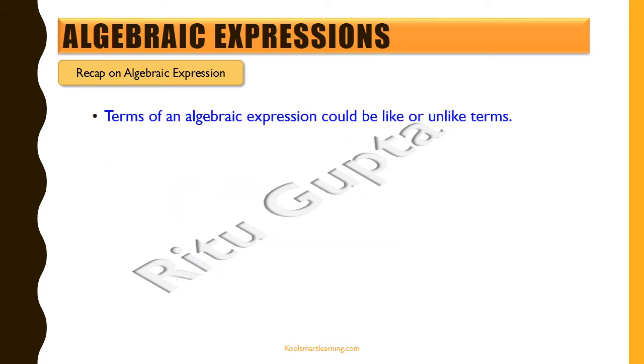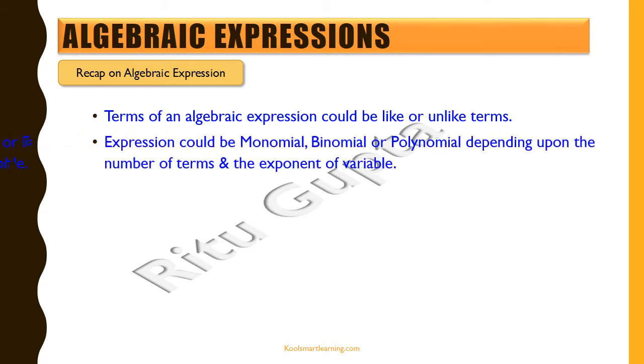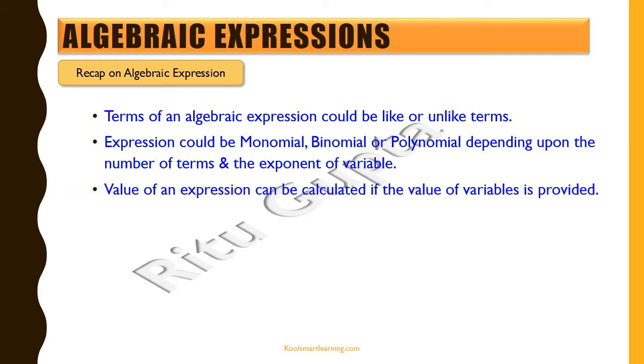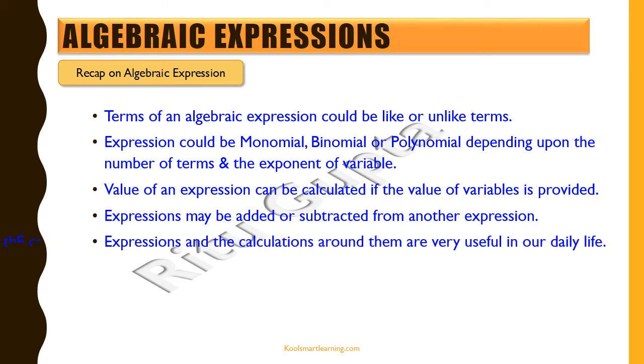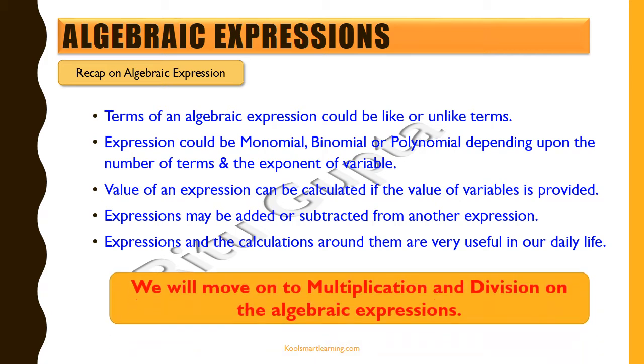The terms of an algebraic expression could be like or unlike terms depending upon the algebraic factors. The expression could be monomial, binomial, or polynomial depending upon the number of terms and the exponent of the variable. Value of an expression can be calculated if the value of variables is provided. Expression may be added or subtracted from another expression. Expressions and the calculations around them are very useful in our daily life. Now we'll move on to multiplication and division on the algebraic expression.